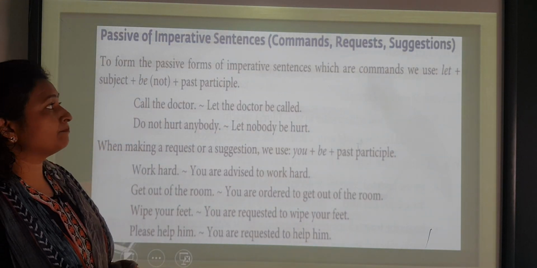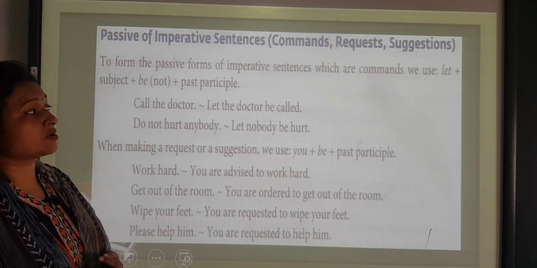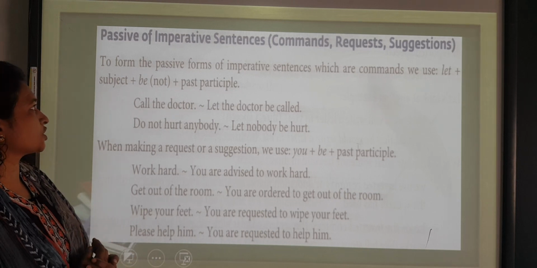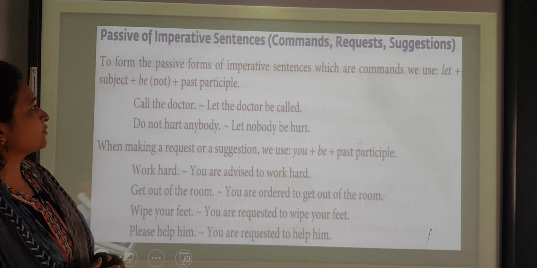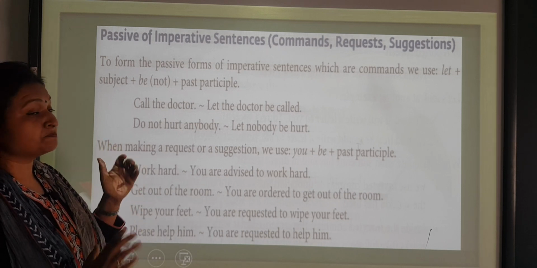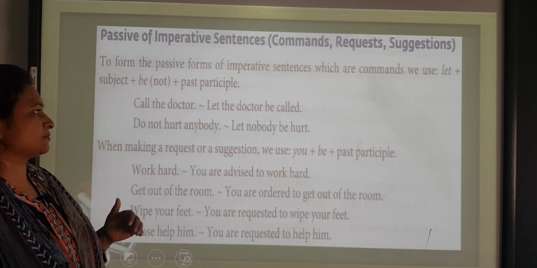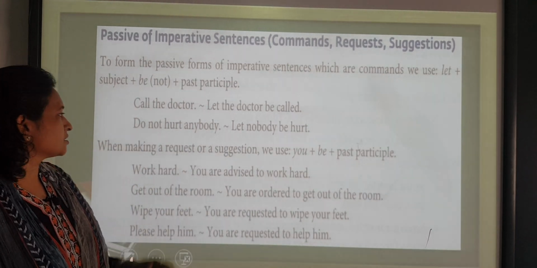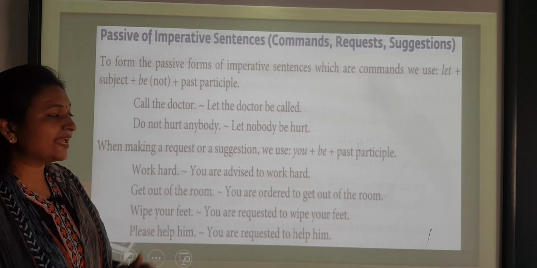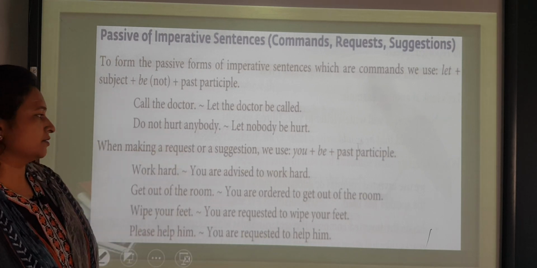Now passive of imperative sentences. Which sentences are imperative? Command, request and suggestion. To form the passive forms of imperative sentences, we have to use let plus subject plus be or not plus past participle. For example, call the doctor. So let the doctor be called. Do not hurt anybody. Let nobody be hurt.